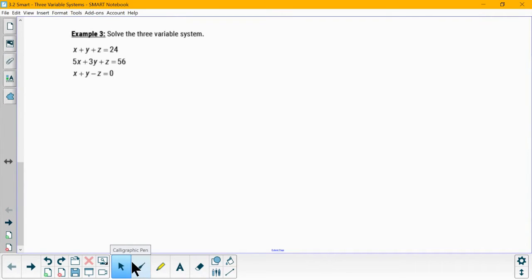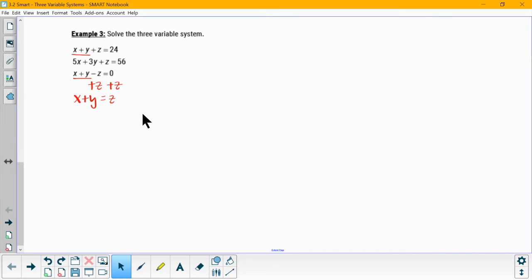Now, example 3 is a little bit different because I don't necessarily have one variable that is very easy to solve for. So I have to do a little more manipulation than I have done in my previous examples. The first thing I want you to notice is that I have x plus y in two equations. Now, this is something I can use so that I can replace one of these so that I have one variable in one equation. So the first thing I want to do here is get x plus y by itself in this last equation.